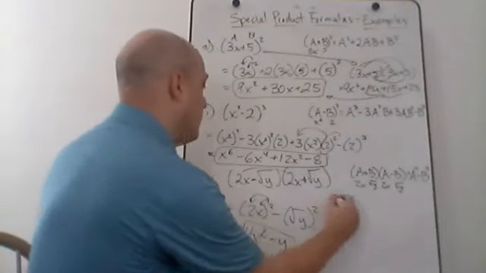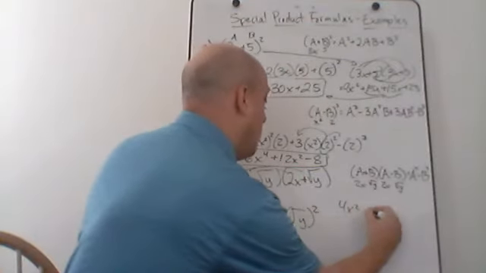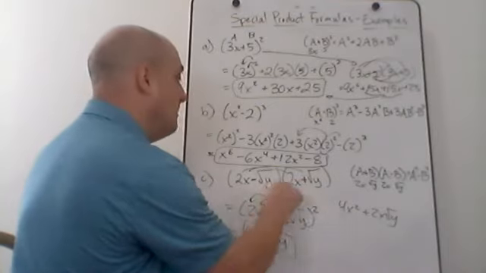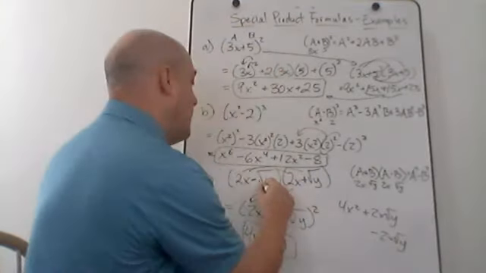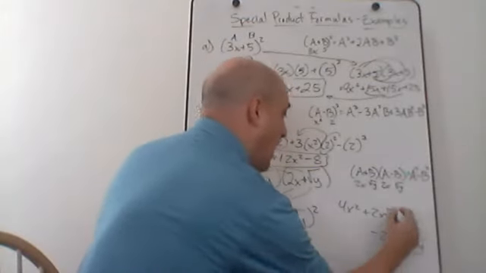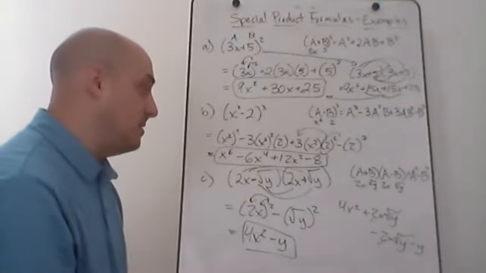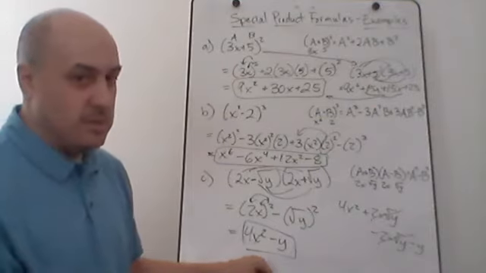So 2x times 2x would give you 4x squared. 2x times plus square root of y would be plus 2x square root of y. Negative square root of y times 2x would be negative 2x square root of y. And then negative root y times positive root y would be negative y. And those 2x square root of y's, one's plus and one's minus, so they cancel out. And so you have 4x squared minus y, which is the same thing you got here.